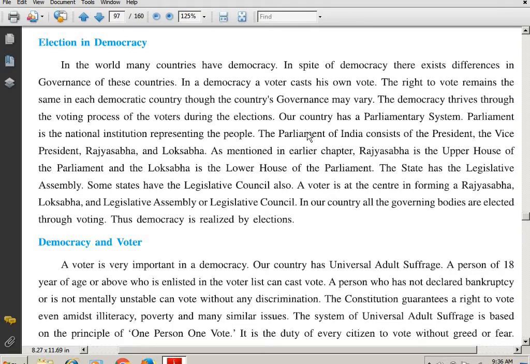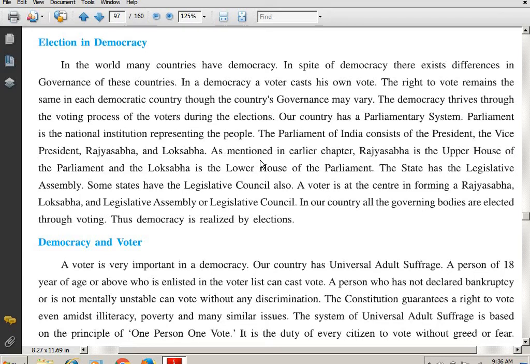Our country has a parliamentary system. Now what is this parliamentary system? Parliament is a national institution representing the people. The Parliament of India consists of the President, underline, the Vice President, Rajya Sabha and Lok Sabha. Make a bracket. So what does the Indian Parliament consist of? It consists of the President, Vice President, Rajya Sabha and Lok Sabha.